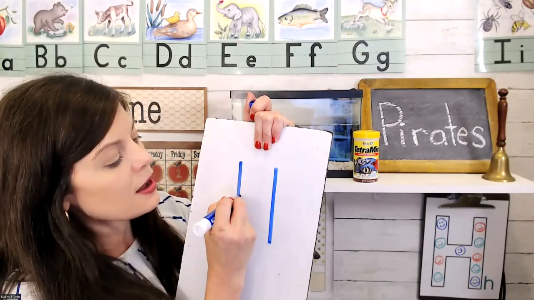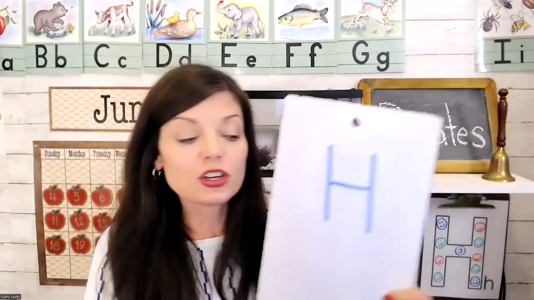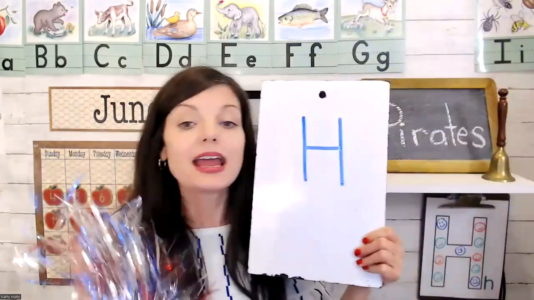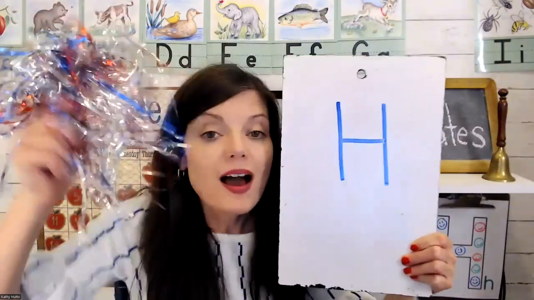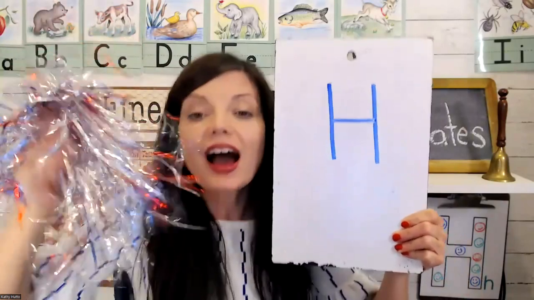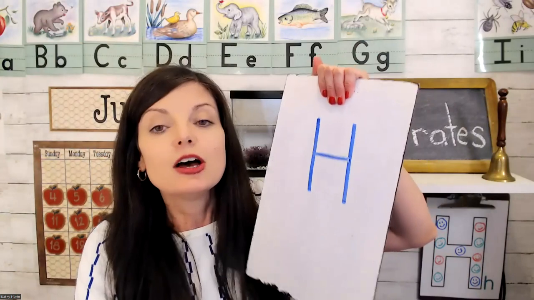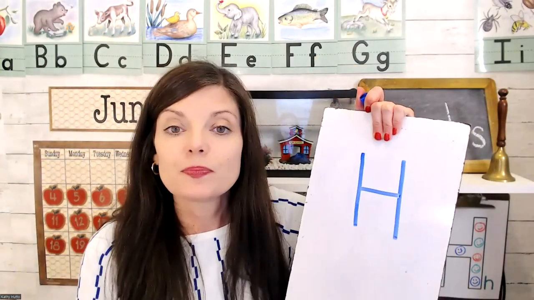One across. I'd love to cheer for you if you made a big letter H. Let me get my pom-pom. Let me see those H's. Good job. Good job, everybody. You're listening and learning and practicing. Well, let's make the little H.